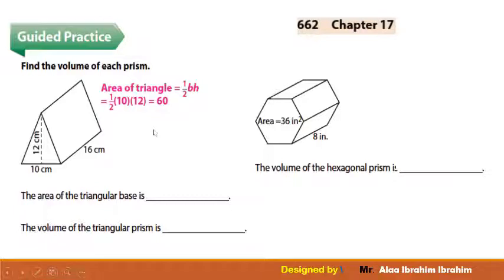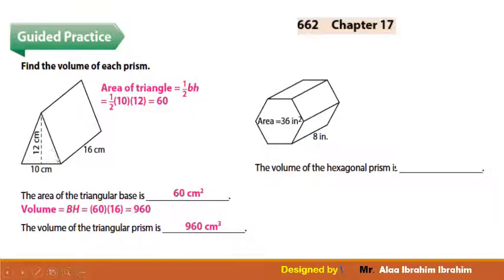But what is the volume of this prism? Volume of a prism is B times H. This is your B, the base area, 60, times H. This is your height, your H capital. So I have to multiply 60 times 16. Area of base means B. That's 960. So 60 is the area of the triangle, and the volume is 960. You know now how to find the volume.